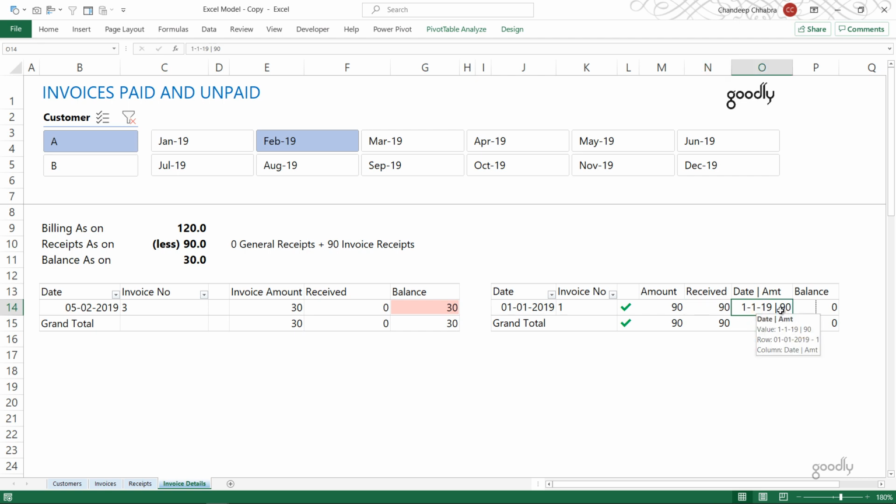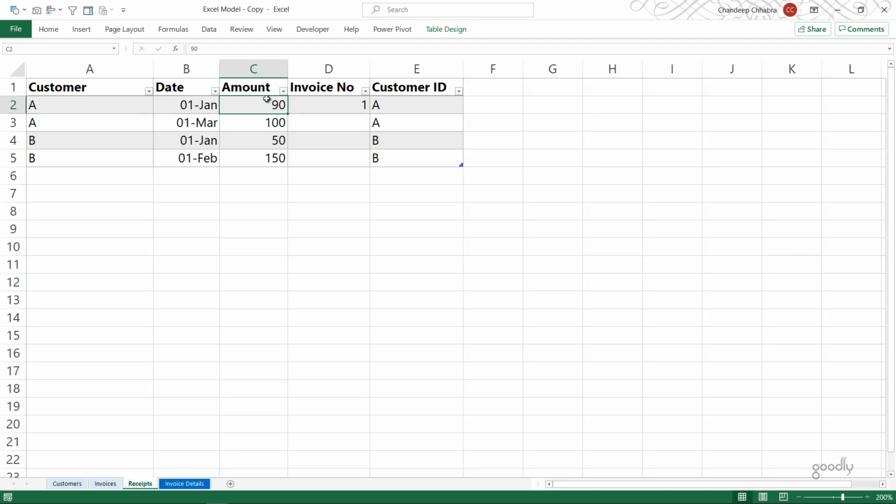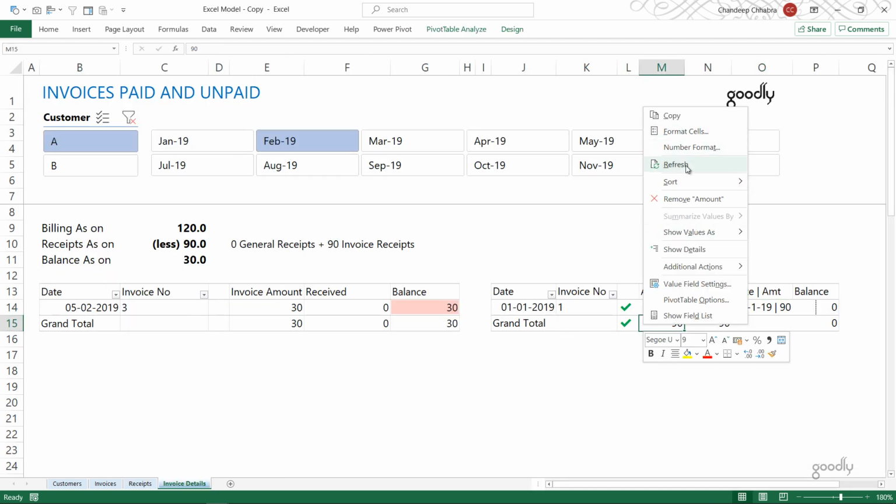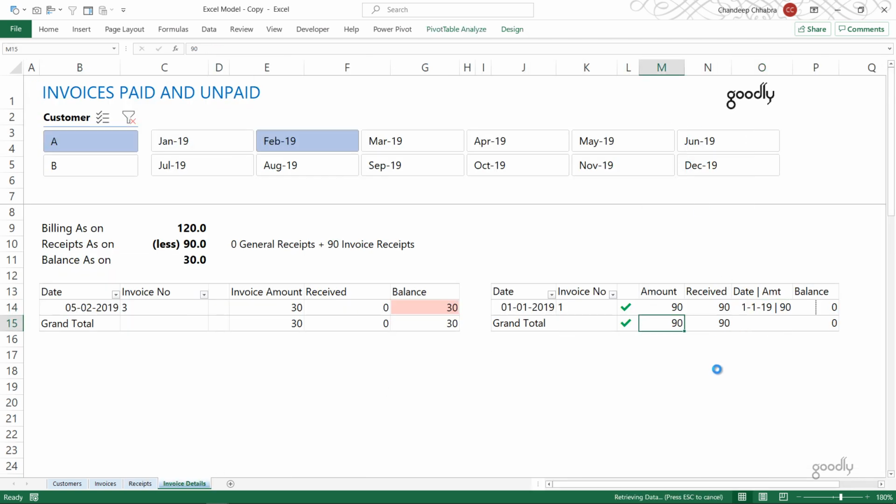In case the customer is paying up in installments, let's say for example, I come here and pay only $70 against invoice number 1. Come here and then refresh this pivot table. Let's just take a look. Now obviously the amount was 90, but I have paid 70, so the invoice is still not clear. There's a balance of 20. Let's see if that shows up or not.